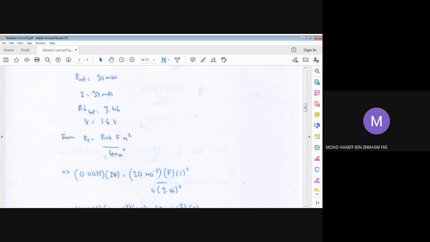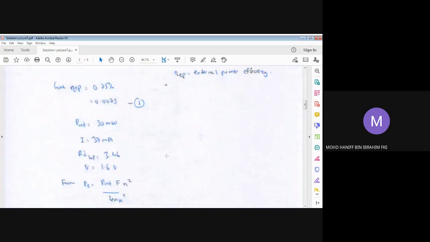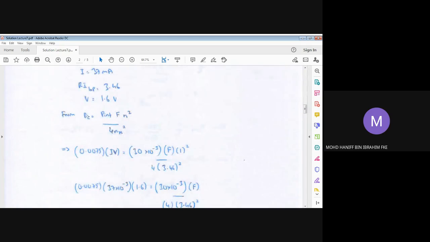So from this equation, we have learned that eta EP is 0.0075. So we can write that the PE will be eta multiplied with the P, which is 0.0075 multiplied with the electrical power, IV, and this will be equal to 30 milliwatt multiplied with F, which is unknown, multiplied with 1, which is air, the environment, and divided by 4 times 3.46 squared.